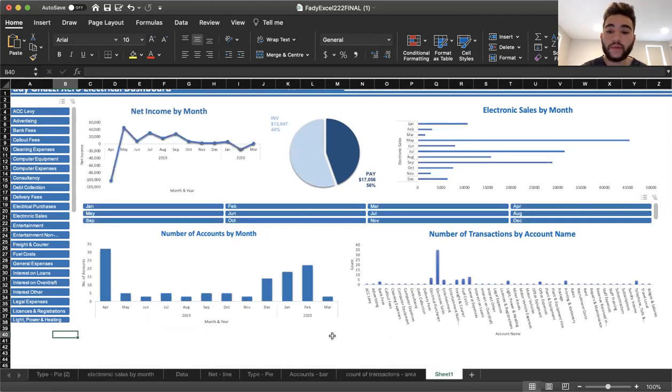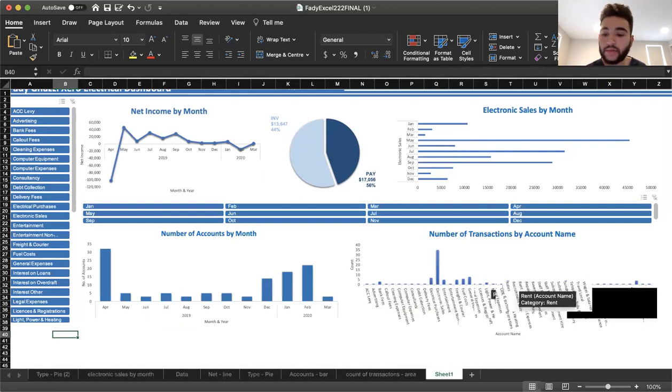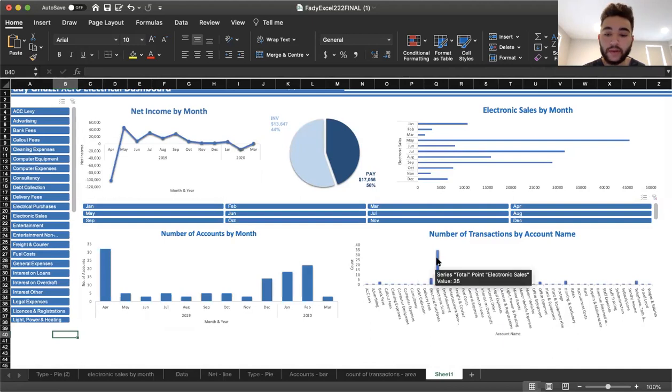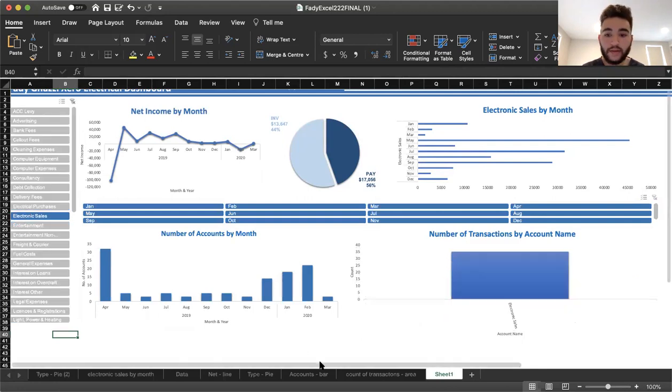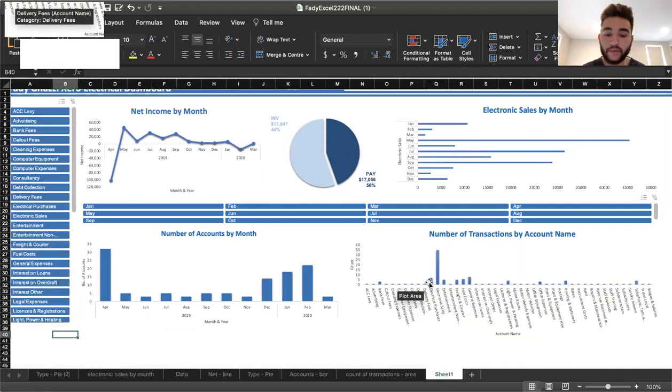And on the bottom right, there's a column chart showing the number of transactions by account name. As you can see, most of the accounts have around just one transaction that they're involved in. And the clear winner here is electronic sales with 35, clearly the highest number of transactions of an account, compared to everything else, which is roughly around 3, 5, and so on.